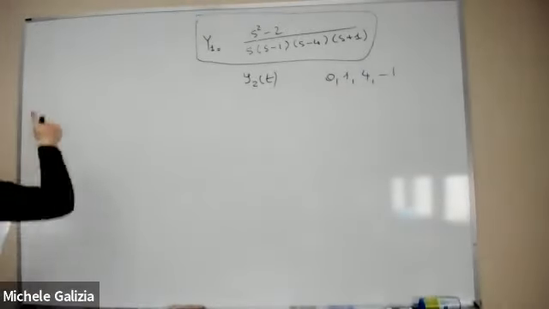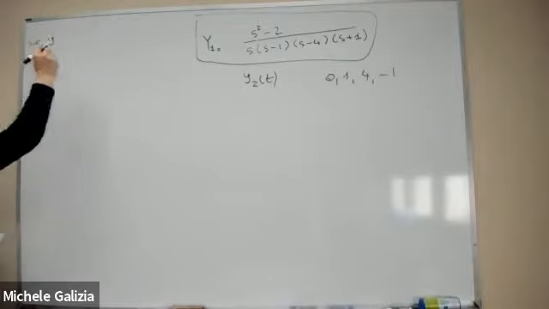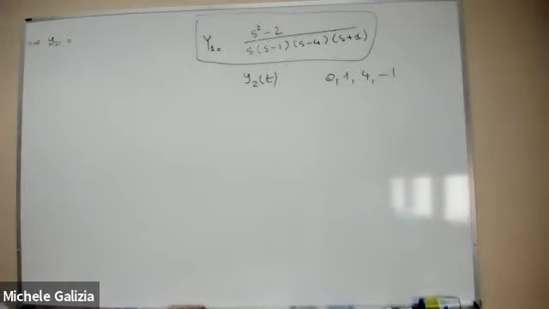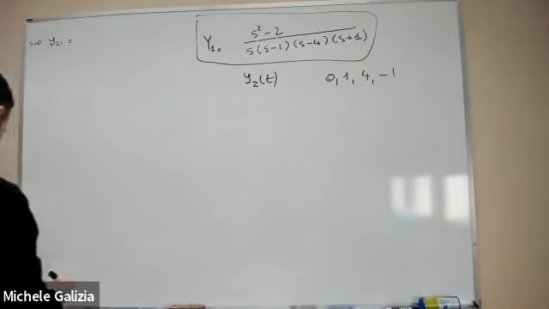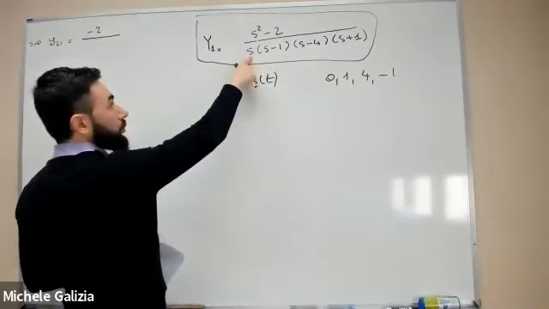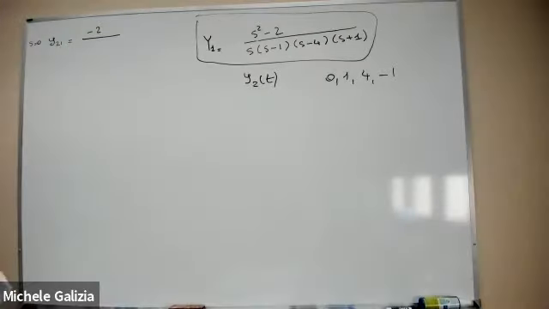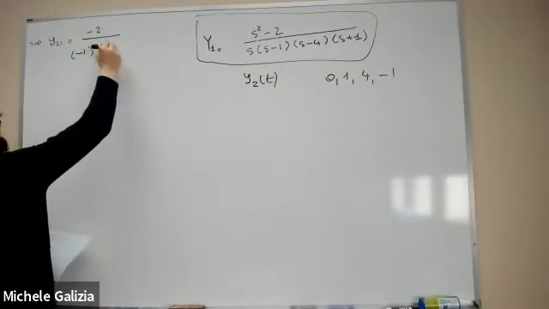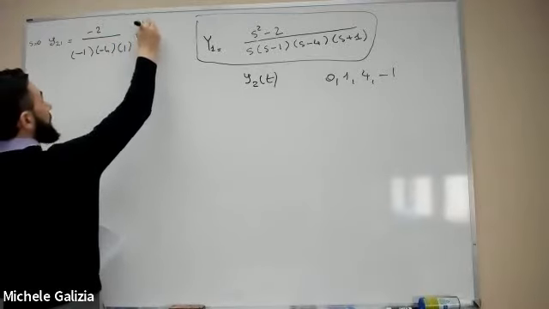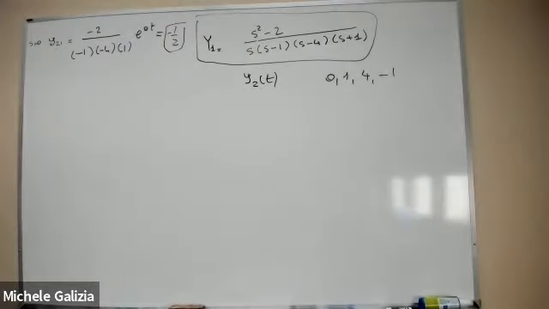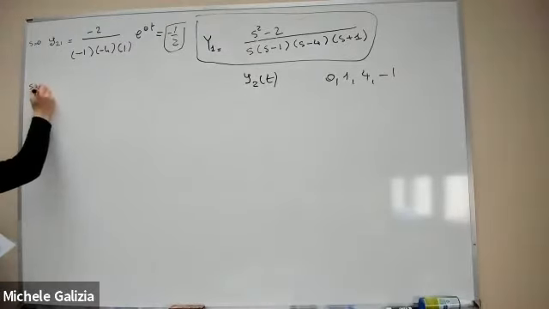So s equal to 0. First contribution to y2. y21 is the contribution associated to the pole 0. And so basically we have now minus 2. Which contribution should I remove at the denominator? Yes, s. And so basically we have minus 1 times minus 4 times 1 exponential at 0 time, which goes to minus 1/2. Minus 1/2.